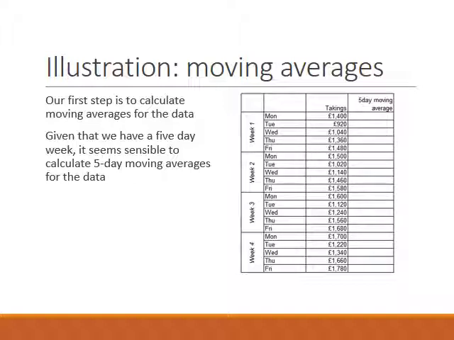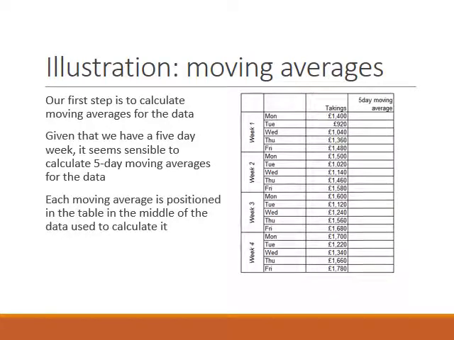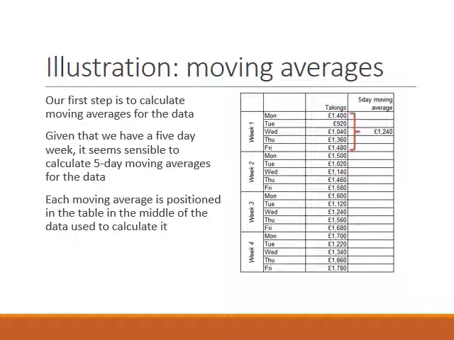Well, we're doing a 5-day moving average, so my first calculation will be based on Monday through to Friday in week 1, and I'm going to calculate the average takings based on those 5 days. So I calculate that my moving average is 1,240 from that data, and I'm going to position it in the table in the middle of the data used to calculate that moving average.